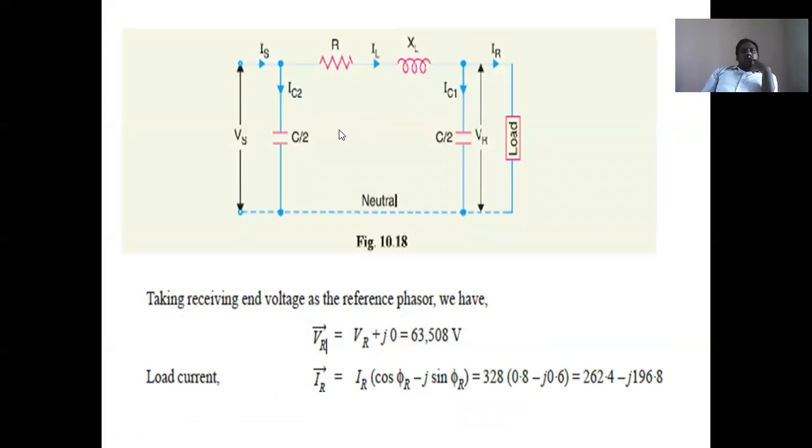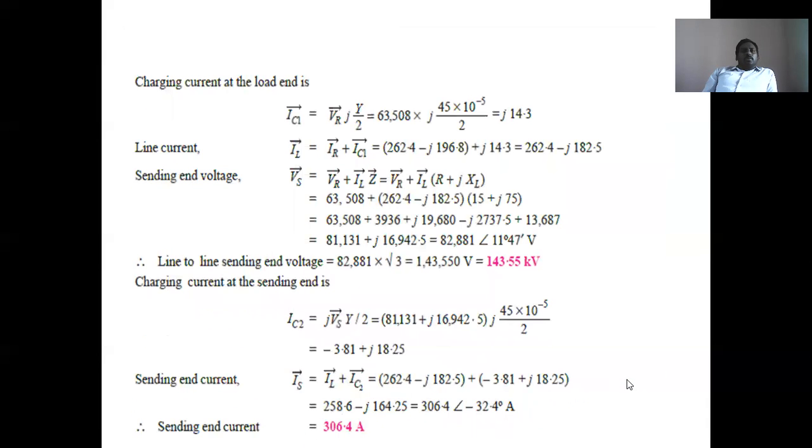And this is our requirement: the circuit of the bisection method. Taking the receiving end voltage, VR is equal to VR plus J0. This is well known. Load current IR is equal to IR cos φR minus J75. Then IR is the 328, which we calculated in the previous part. So cos φR is there, sin φR is the J value. And finally, it is the answer. But we can calculate in magnitude form also.